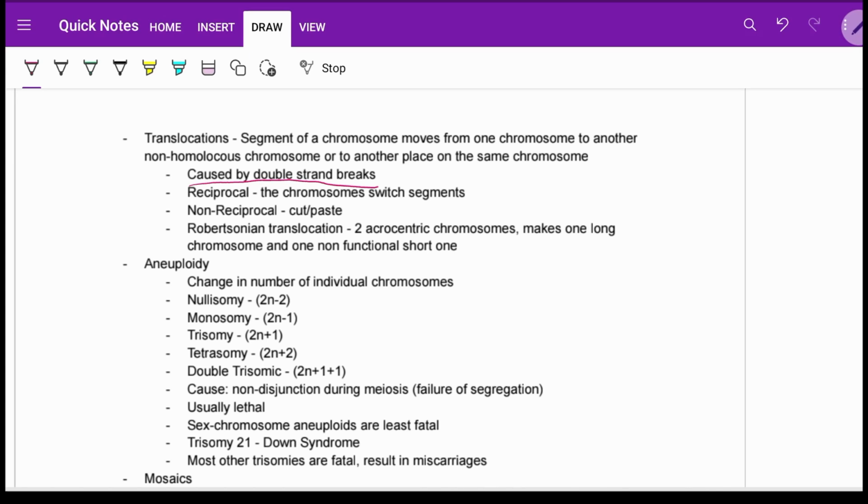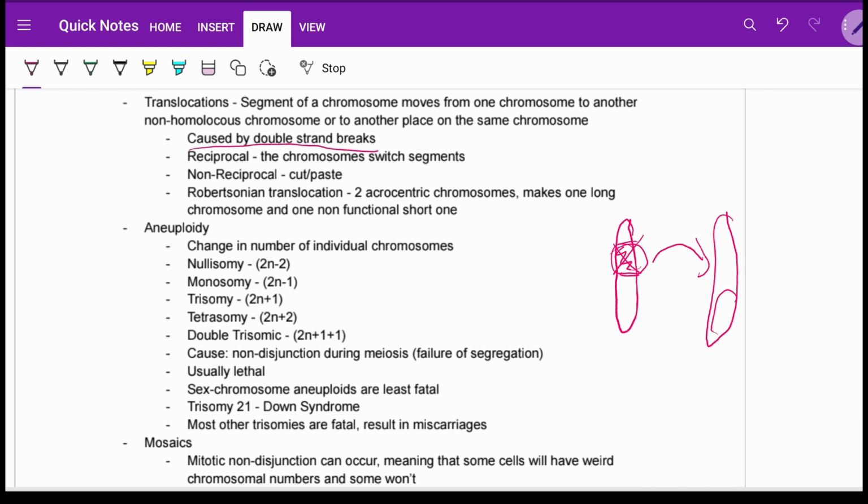And we have non-reciprocal, which basically one of the chromosomes is like, hey, I don't like this one segment on myself. I'm going to cut this from my body and paste it onto another person because it's their problem now. So then there's a gap in this chromosome. And obviously that's not very good. And now this chromosome has extra length. So that's pretty bad. That's what I mean when I say copy, cut, paste.